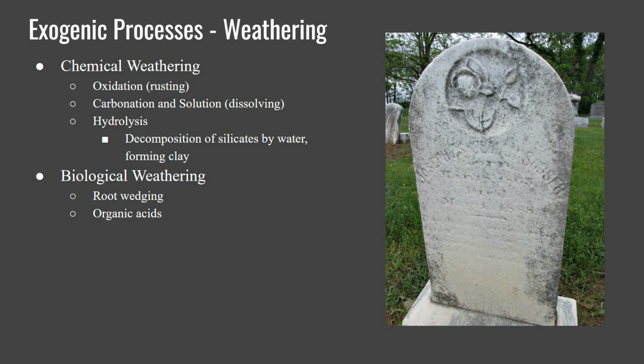Biological weathering can include either biophysical or biochemical weathering, which is sometimes why it's not its own category. It can include root wedging, where roots of trees and plants get into rocks and wedge them apart, or the production of organic acids from plants, which can cause chemical weathering.